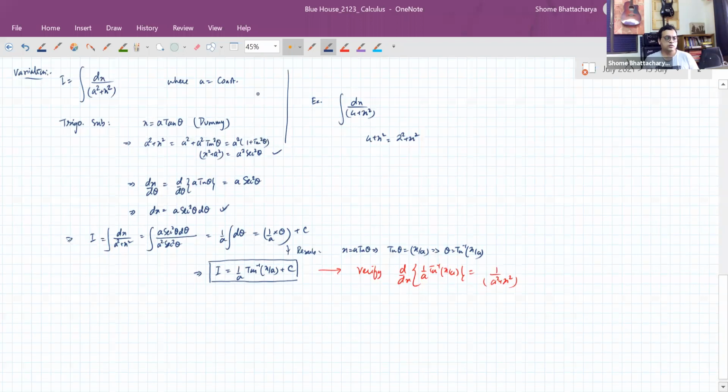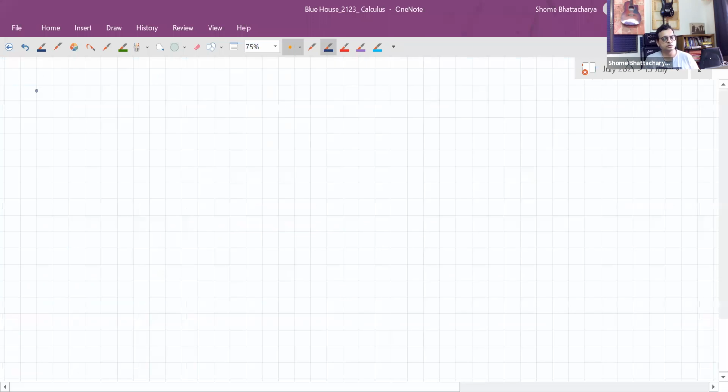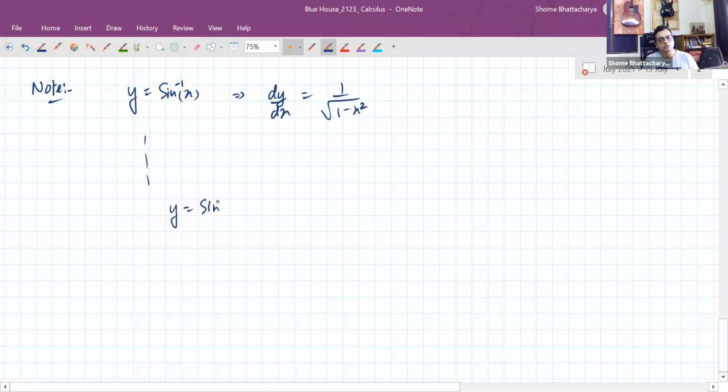Okay, now another similar kind of trigonometric substitution that we use is this one. We know that if y is equal to sine inverse of x, then dy by dx comes out to be 1 upon square root of 1 minus x square. So again, how this comes: y is equal to sine inverse x implies that sine y is equal to x. So again, apply differentiation on both sides. Again, apply chain rule.